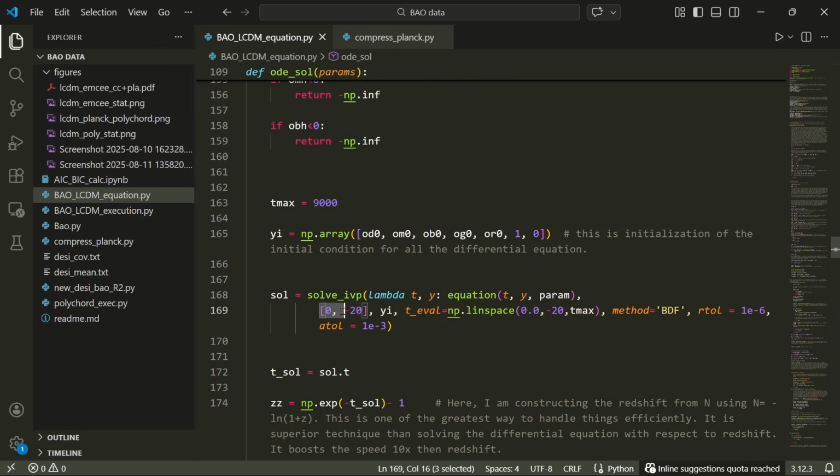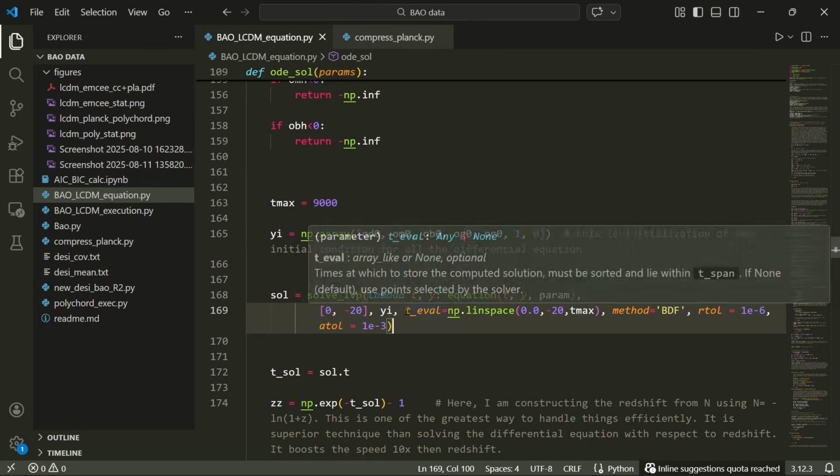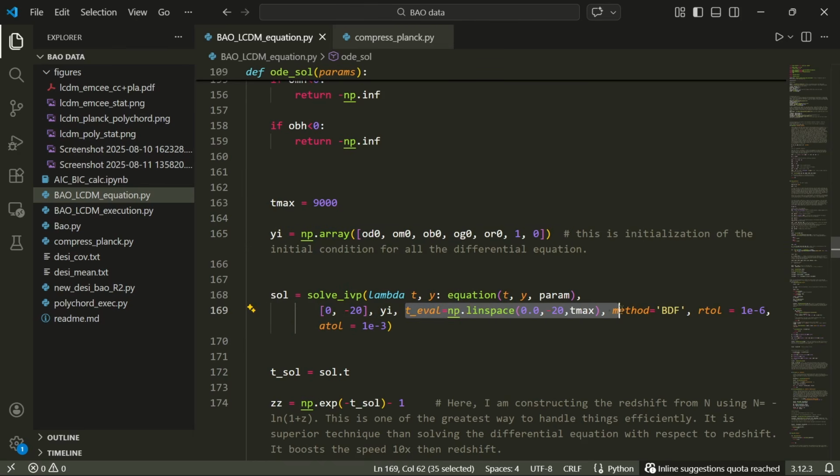Now I am going from present to past, 0 to minus 20, t initial, t final. So the first block is always t initial, the later one is t final. Yi is my initial conditions, and I am using that. I have to evaluate the solution at particular time points. So I am dividing 0 to minus 20 in terms of t max. T max I am giving 9,000. 9,000 means it is dividing the 0 to minus 20 scale into 9,000 components. The more you do, the more precise it will be.